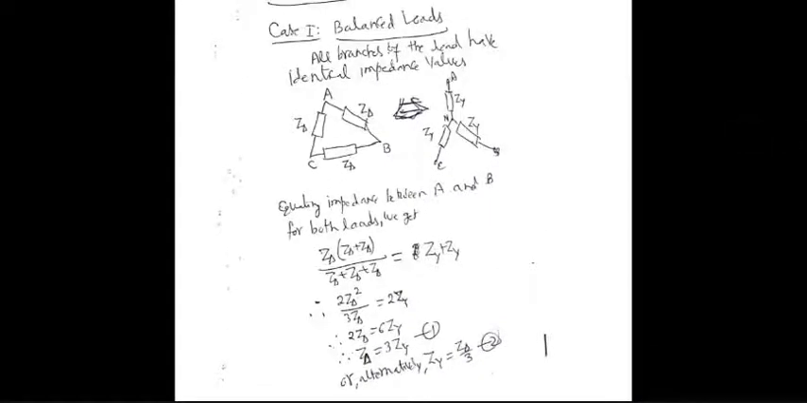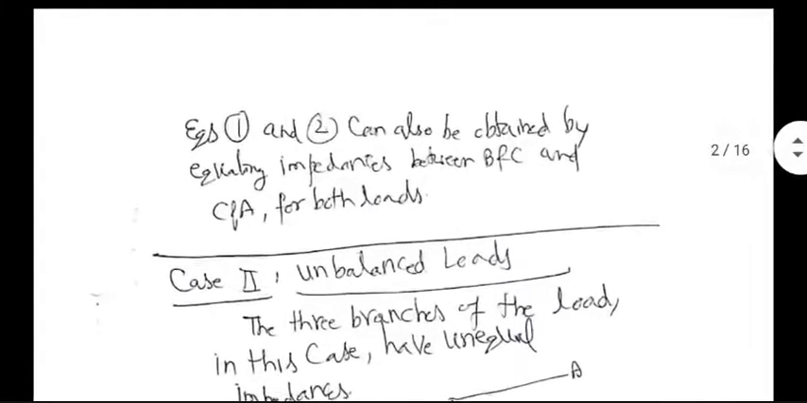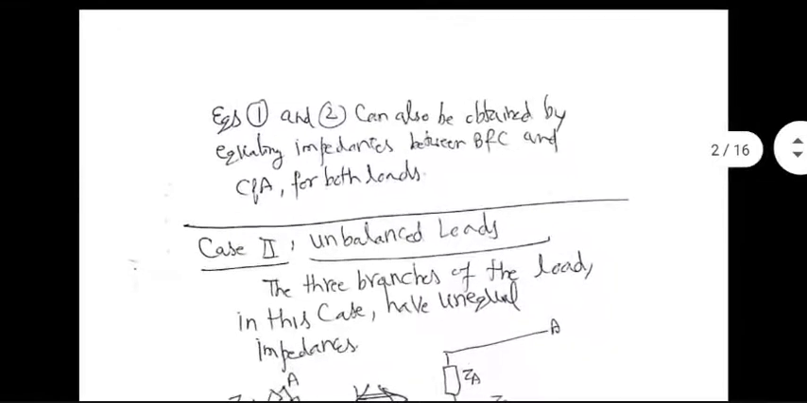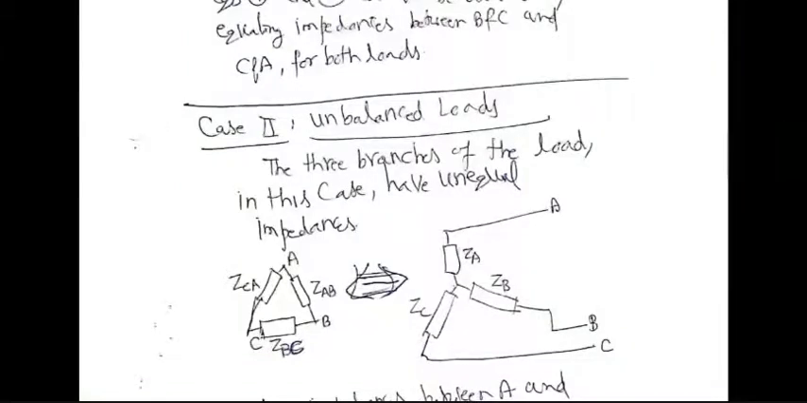Now, suppose the branches have unequal impedances. That means we have unbalanced loads. Mathematics becomes a little more complicated, but doable. Case 2, unbalanced loads. I'm assuming that between A and B in the delta load, I have ZAB, between B and C, I have ZBC, and between C and A, I have ZCA. That's my assumption. In books, they use different notations than what I am using.